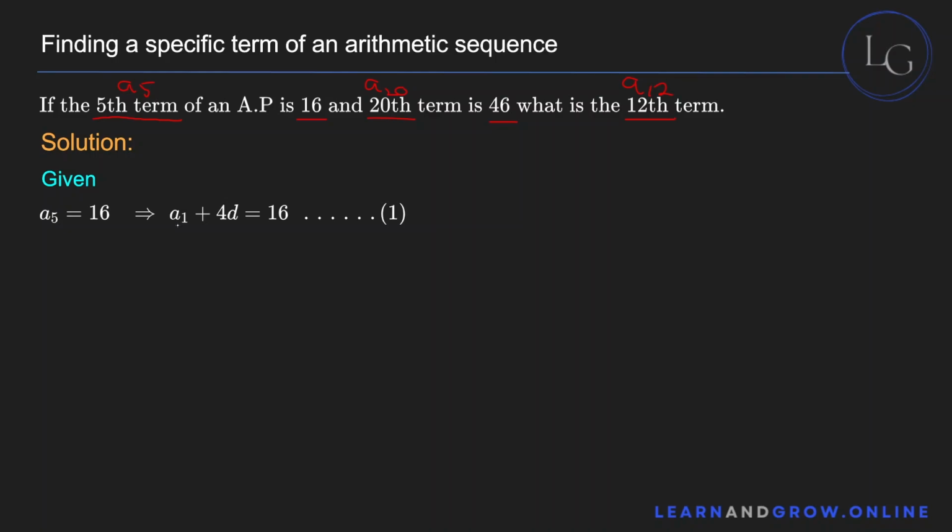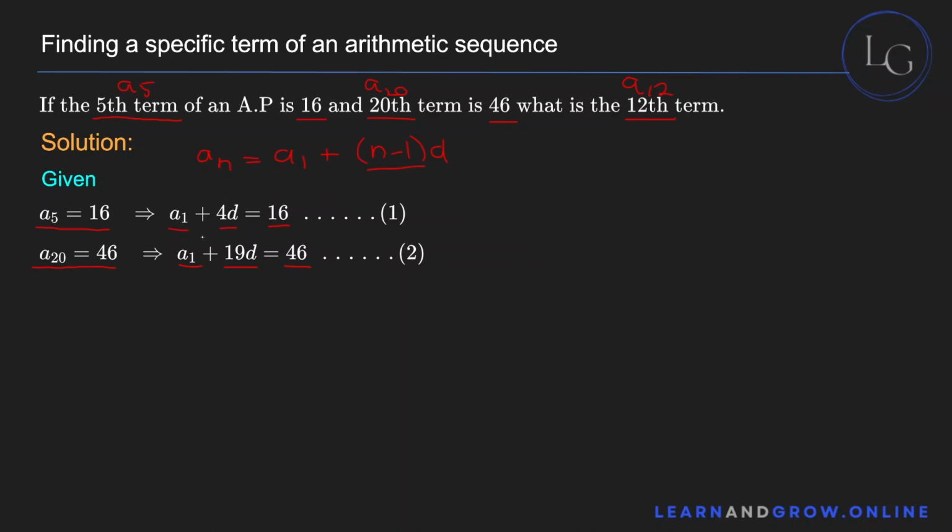We remember that the formula is an is equal to a1 plus n minus 1 into the common difference. So when we apply that to a5, we get a1 plus 4d is equal to 16. We know that a20 is equal to 46. We'll apply the same formula. a1 plus 19d is equal to 46. 19 because it's 20 minus 1 over here.